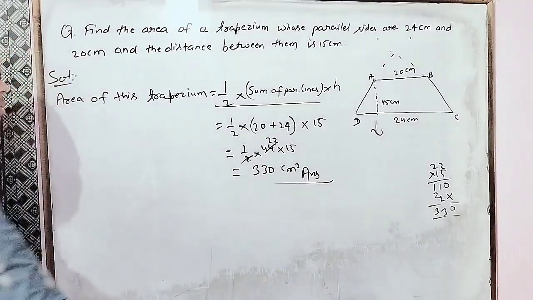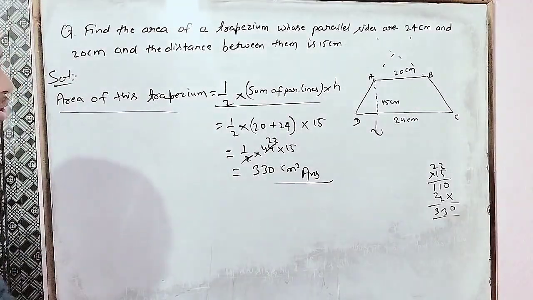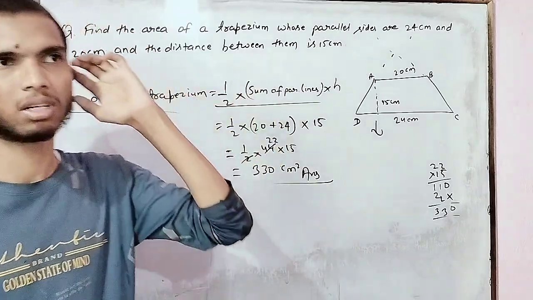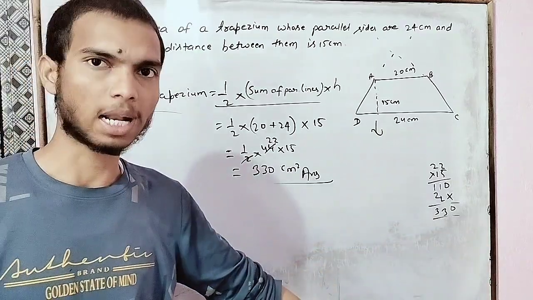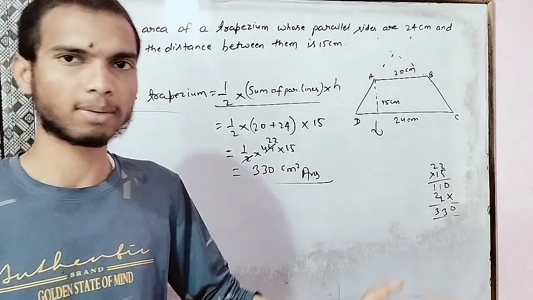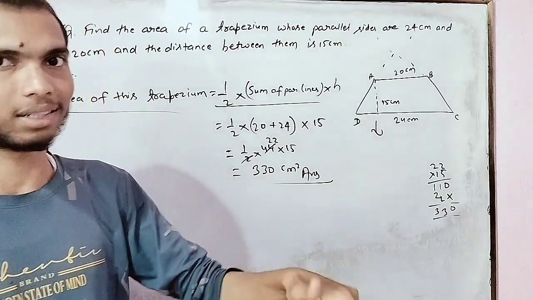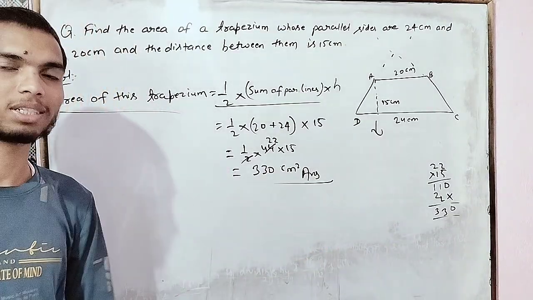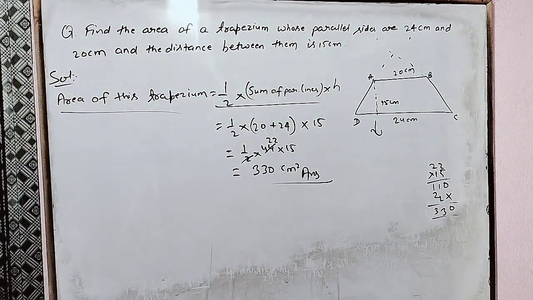So we just need to remember that the area of a trapezium is 1 upon 2 multiplied by the sum of parallel lines, because 1 by 2 is a constant, and the sum is of the parallel lines. Then finally we have the height between the two parallel lines. So you can see here.